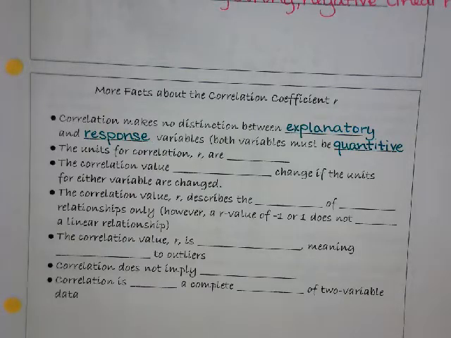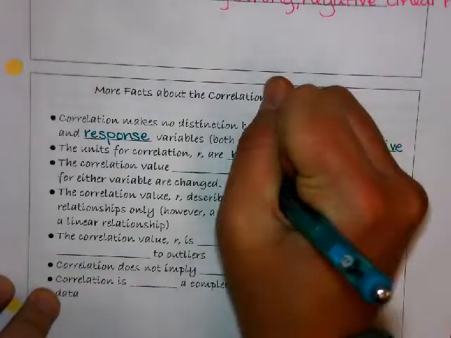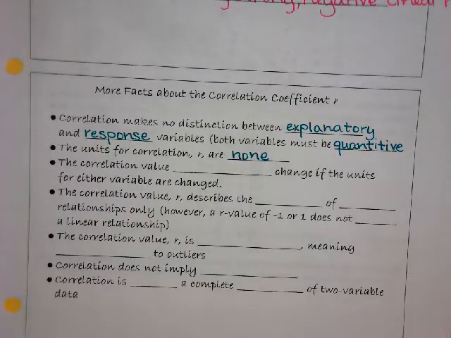The units for correlation are none. There aren't units. R has no label. It tells us about our relationship, how strong, whether it's positive or negative, but you can't say that R equals 0.5 miles per gallon. That's not an okay statement. So that's how they try and trick you guys with multiple choice questions also.